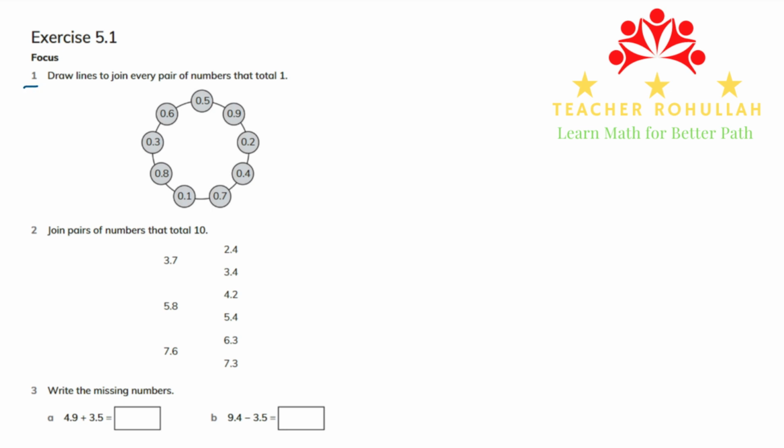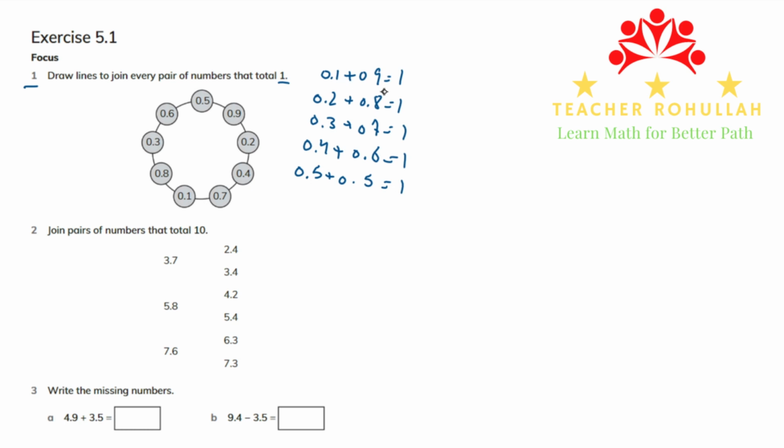The first question in this exercise says, draw lines to join every pair of numbers that total 1. So we have some numbers around this ring, and before drawing lines to join them, I will show how we can easily find the complement of 1. We know that 0.1 plus 0.9 gives us 1, 0.2 plus 0.8 gives us 1, 0.3 plus 0.7 gives us 1, 0.4 plus 0.6 gives us 1, and 0.5 plus 0.5 gives us 1.